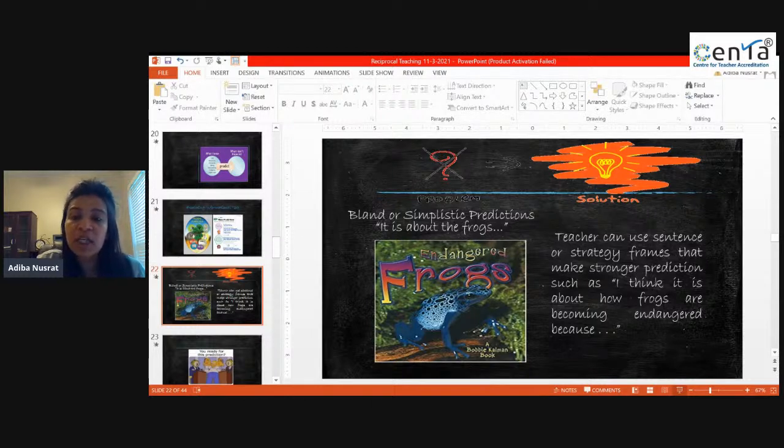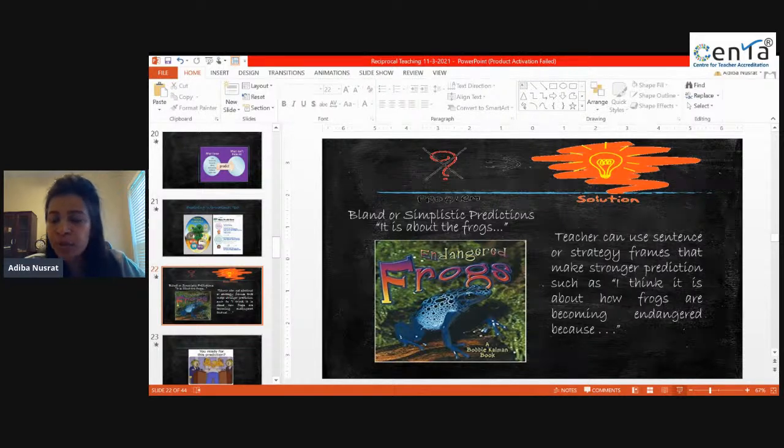The teacher can use sentence or strategy frames. Sometimes the students can simply say it is about frogs. So we can give them a sentence strategy frame: it is not just about frogs, but it is about how frogs are becoming endangered because. This will be a kind of model for them, and will help them come up with better results. So I think I can skip this one.